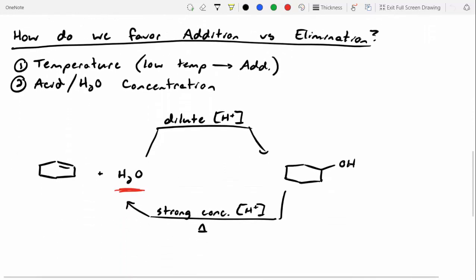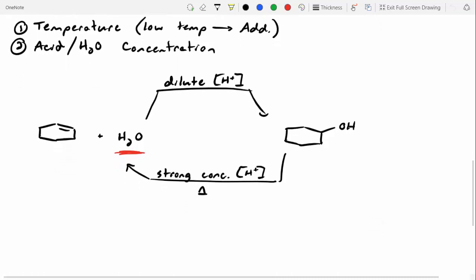And we can favor addition reactions by running the reaction at a colder temperature and by adding in a lot of water. So normally when we do addition reactions, we run the acid very dilute. So I'm going to give us a challenge warm-up problem.